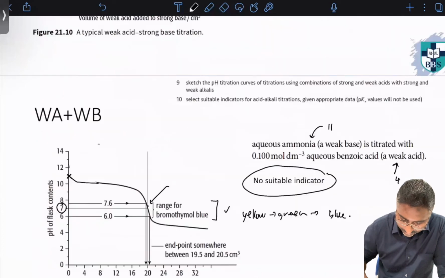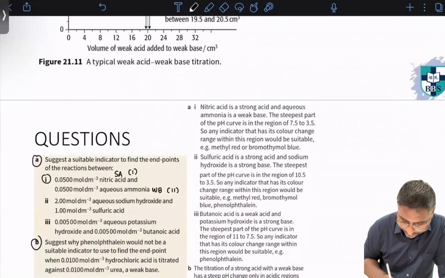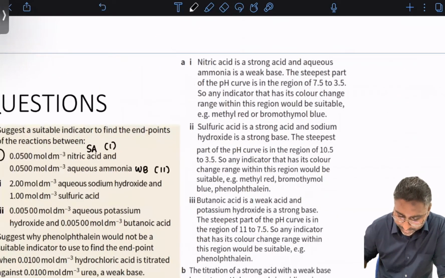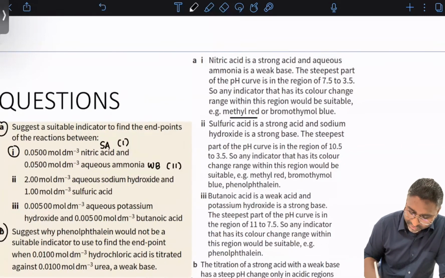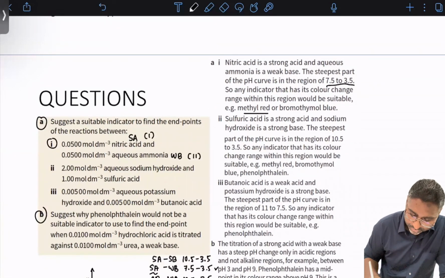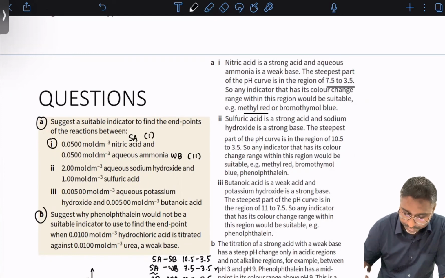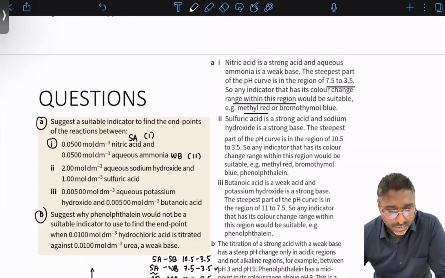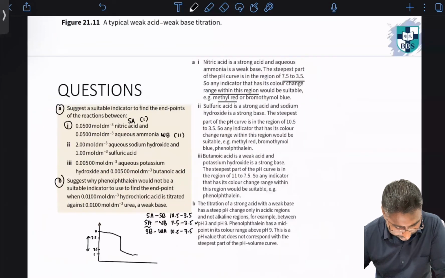So let's check the answer. You see the answer will be methyl red. An explanation is there. The steepest part is going to be 7.5 to 3.5. An indicator whose range is within this region will be suitable.